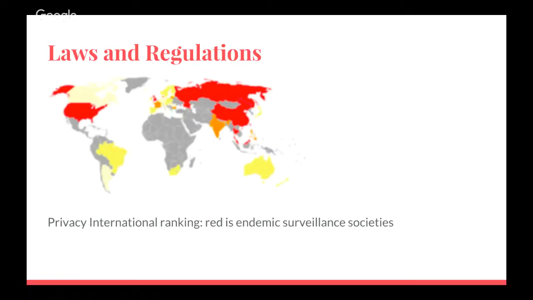In the diagram above on the laws and regulations slide, there are several countries placed in red. These are the most surveyed countries and have the most surveillance measures. This includes America, China, Thailand, Russia, and the United Kingdom.